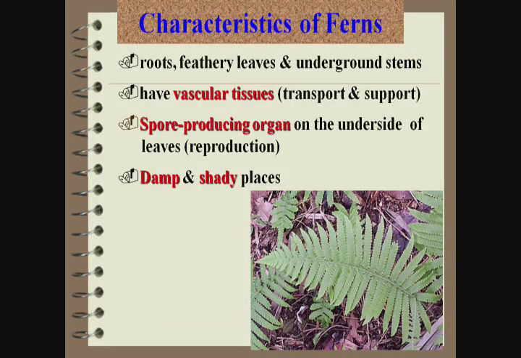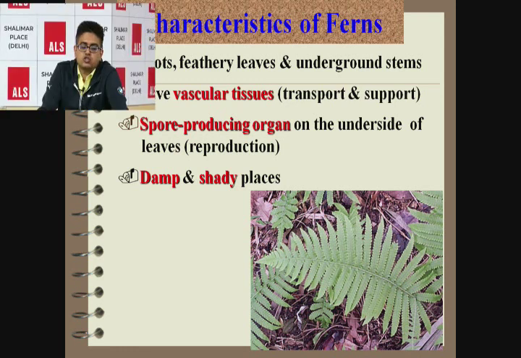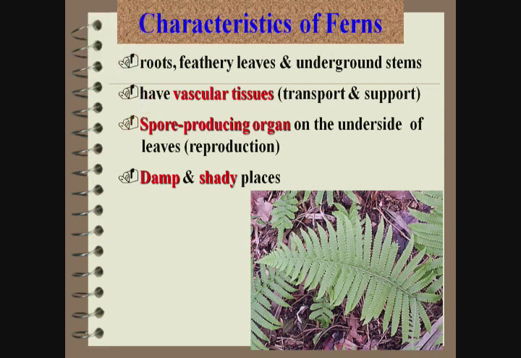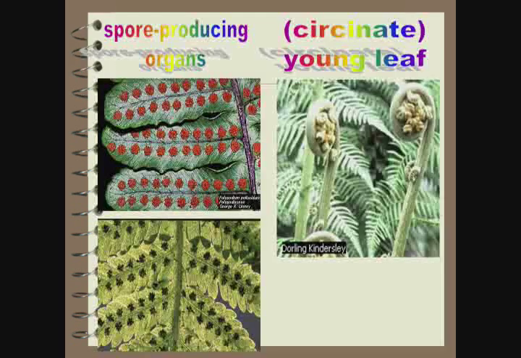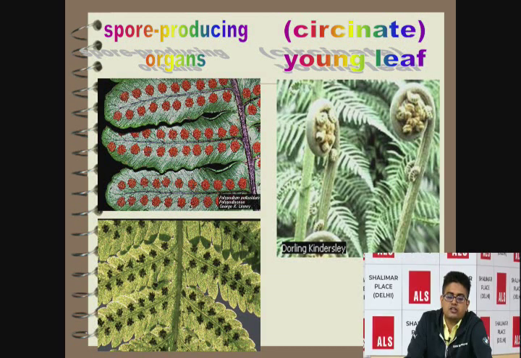Ferns are found basically in damp and shady places. On the top side of the leaf, you will not see any spore producing organ. On the underside of the leaf only, you can see it like this. This is the underside of the leaf on the left hand side. Two diagrams.